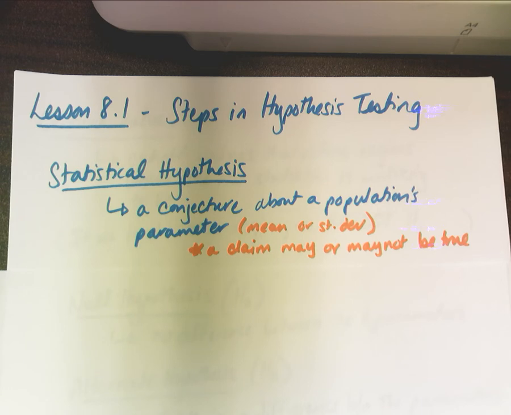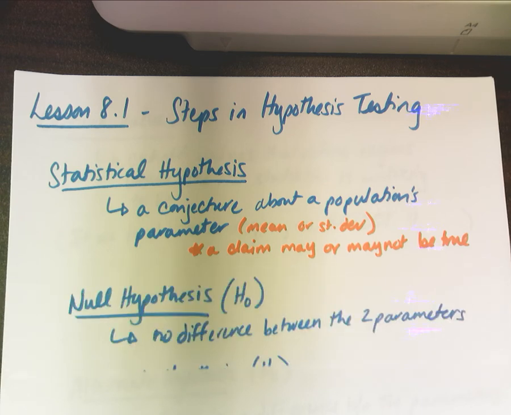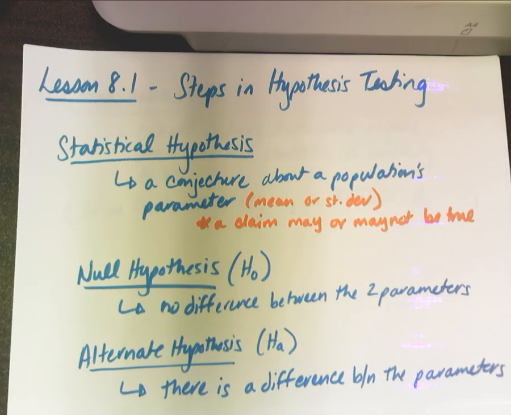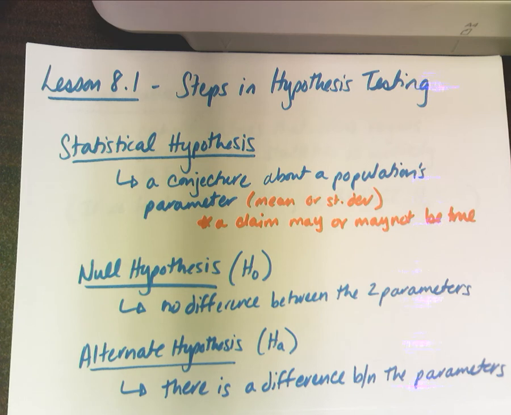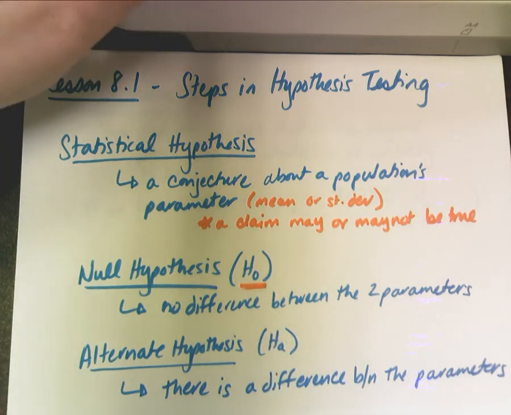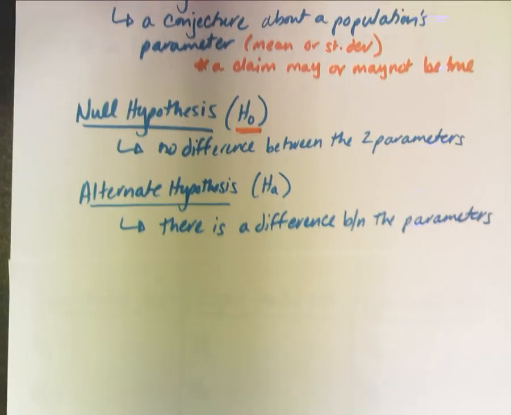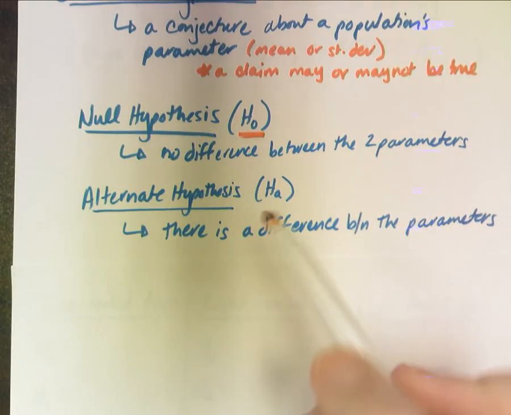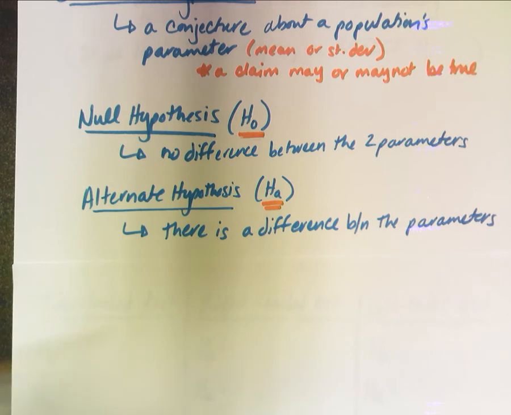So there are two things that you are going to put down in terms of your hypothesis. One is called the null hypothesis. The symbol for it is H sub O, okay? The other one is an alternate hypothesis. Let me write this down. And the symbol for that is H sub A. Some books have it differently, but this is how I'm going to do it.